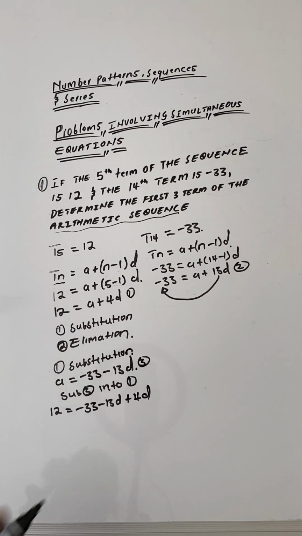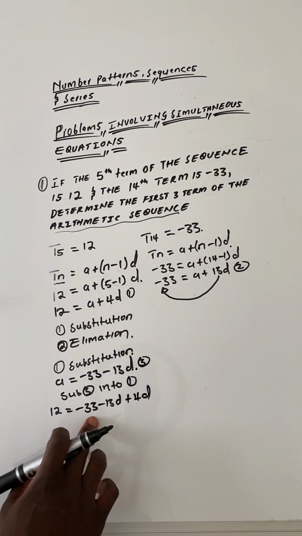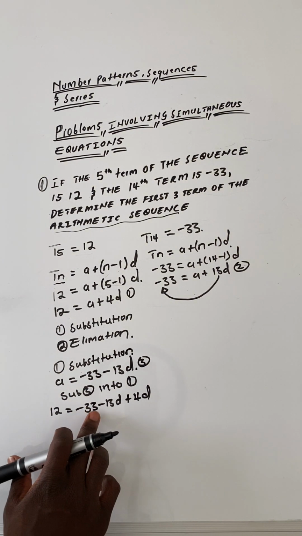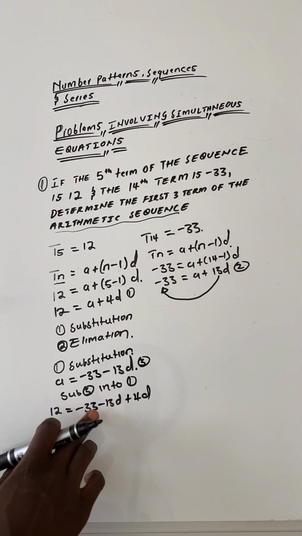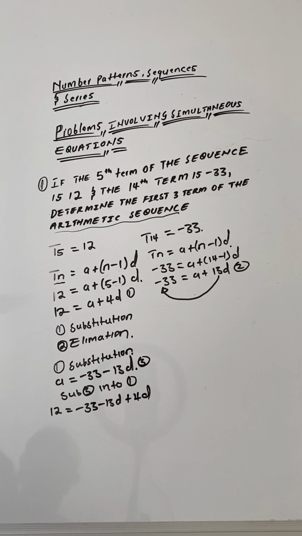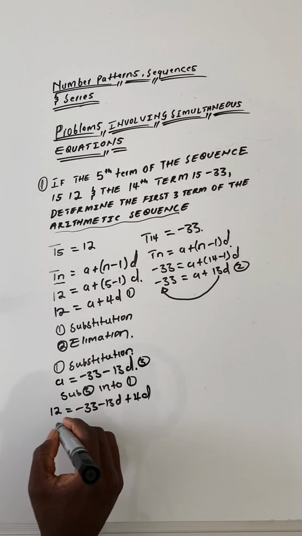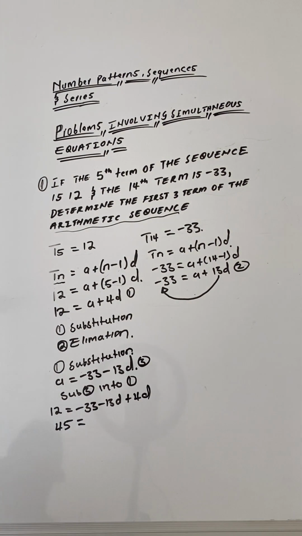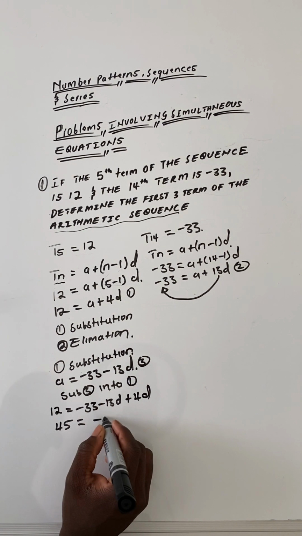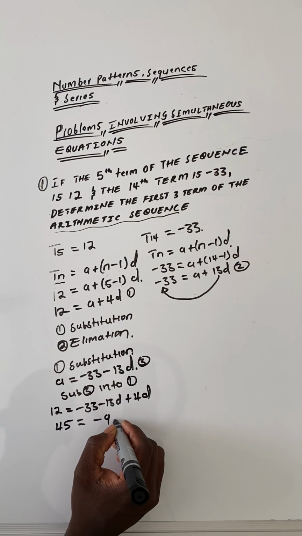Right, okay. So now let us check, what are the like terms here? Let us take this negative 33 and bring it to the 12. When negative 33 comes this side, it becomes a positive, so that will be 12 plus 33. So what are we getting there? We're going to be getting 45 is equal to negative 13d plus 4d. So that will be negative 9d.